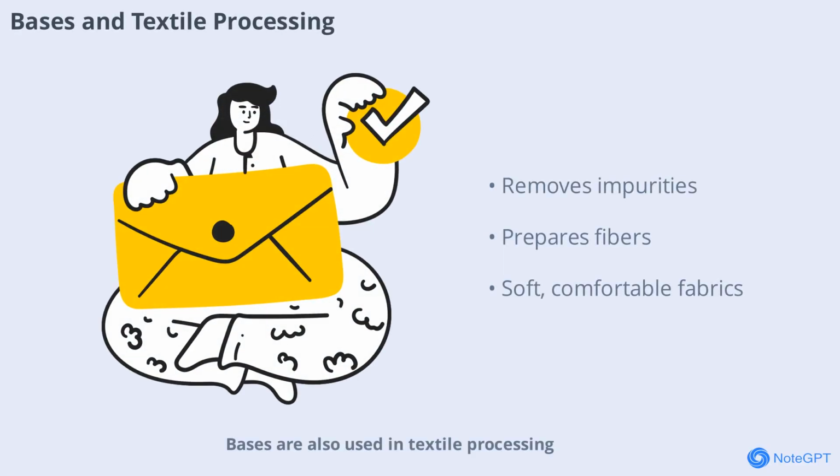Bases are also used in textile processing. They help remove natural oils and impurities from fibers, making them easier to dye and weave. This step is essential for creating soft, comfortable fabrics that we use every day.